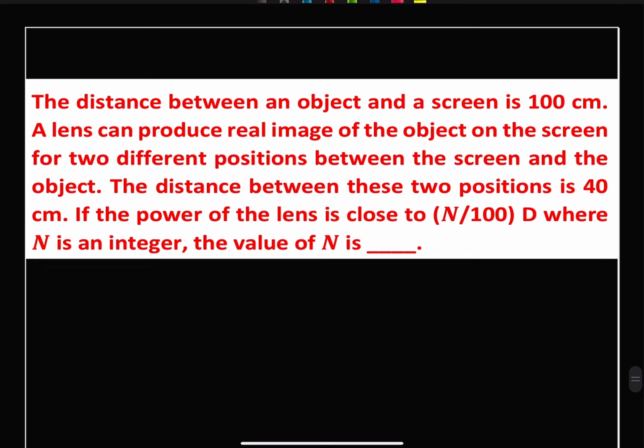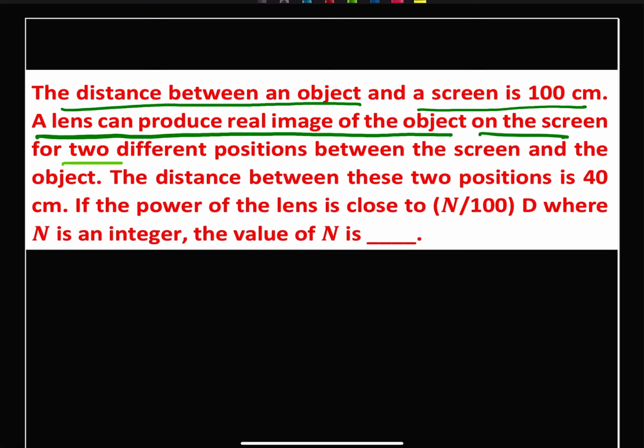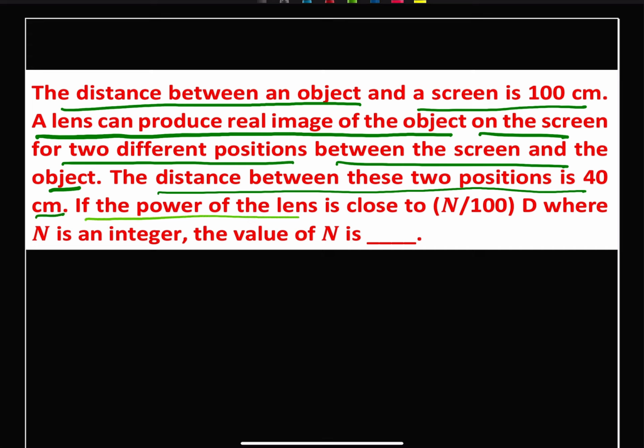Next question. It states that the distance between an object and a screen is 100 centimeters. A lens can produce real image of the object on the screen for two different positions between the screen and the object. The distance between two positions is 40 centimeters. If the power of the lens is close to n by 100 D, where n is an integer, then the value of n is.